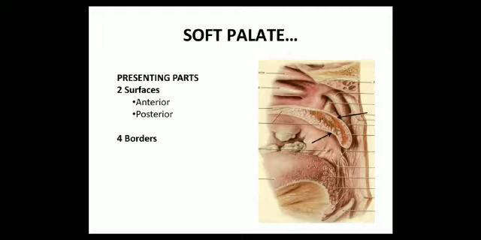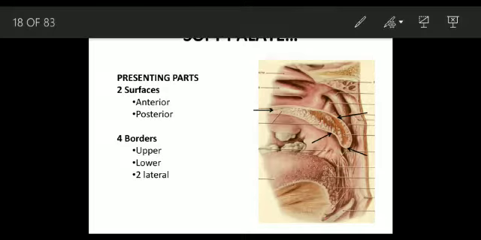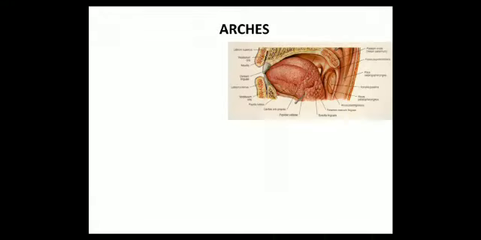It has four borders. The upper or superior border is attached to the posterior border of the hard palate, blending on each side with the pharynx. The lower or inferior border is free and bounds the pharyngeal isthmus. From its middle there hangs a conical projection called the uvula, and it has two lateral borders.